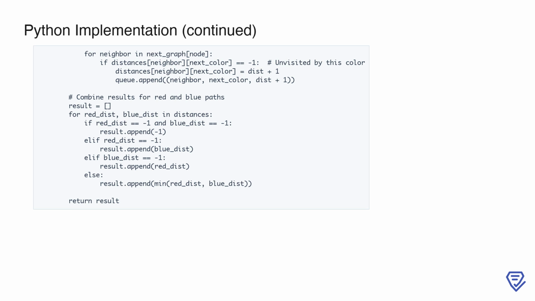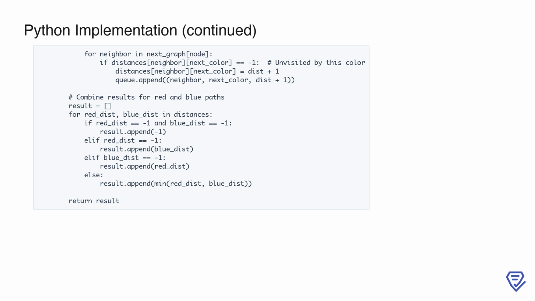If not, we update the distance for that neighbor with the current distance + 1 and add the neighbor to the queue for further exploration. This ensures that we only visit unvisited nodes and continue the BFS until all possible paths are explored. Once the BFS completes, we construct the result by combining the distances for red and blue paths to each node. If a node is unreachable by both red and blue edges, we append -1 to the result.